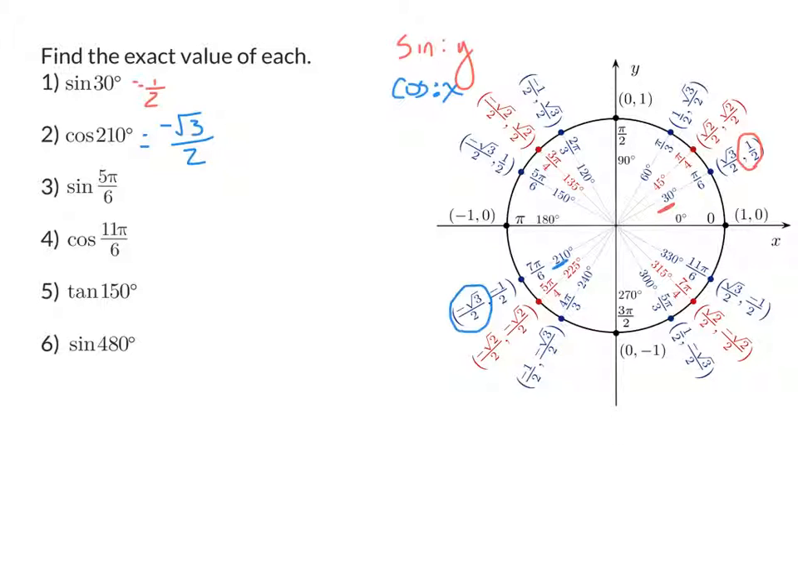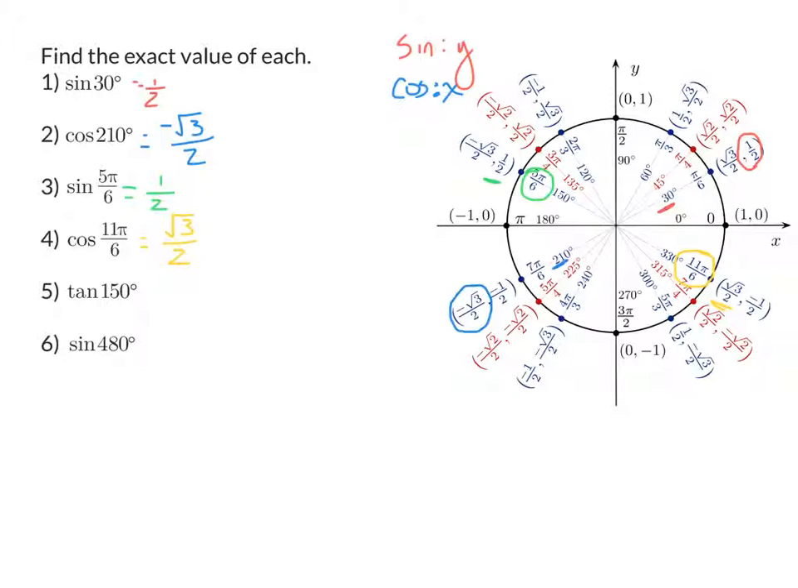So let's look at some where we have to use radian measure instead. We want to find sine of 5 pi over 6. 5 pi over 6 can be found right here. Again, sine is my y value, so we look at the y value at that spot, and that would be, again, 1/2. To do cosine of 11 pi over 6, there's 11 pi over 6. Cosine is the x value, so we go and look at the x value, and that is the positive square root of 3 over 2.